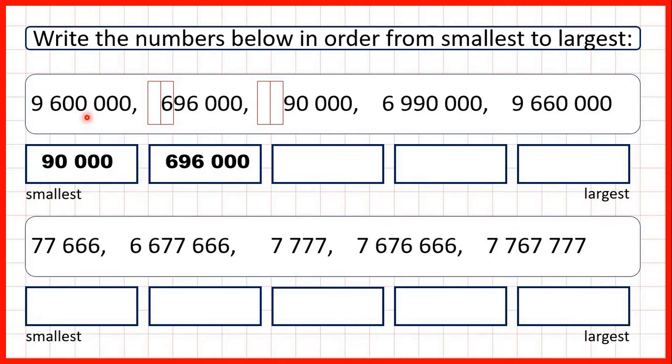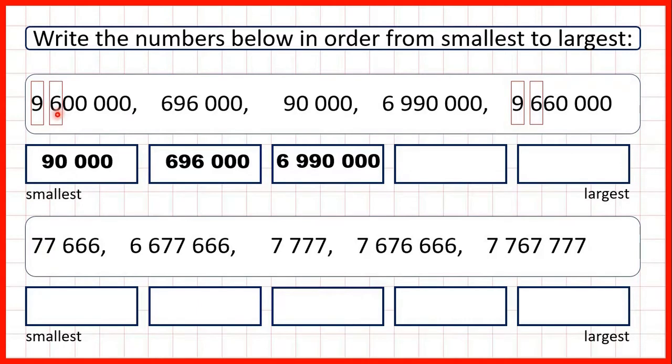All of our other numbers are 7-digit numbers, and when we're comparing whole numbers, numbers with fewer digits will always be smaller. So now, if we look at the numbers we have left, we have 2 numbers with 9 in the millions, but this number here only has 6 in the millions, so that means 6,990,000 must be next smallest. So now, both of these numbers have 9 in the millions, and when we go across to the 100,000s, both numbers also have the same number of 100,000s. They both have 6 as the 100,000s digit.